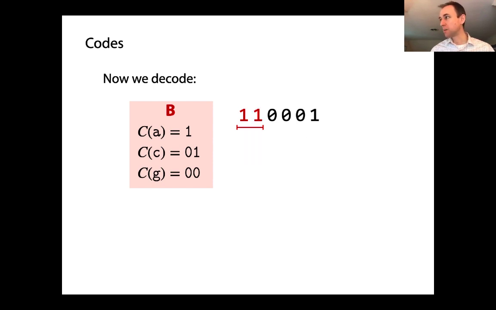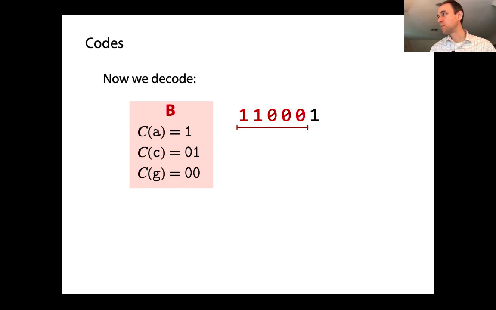All right, now we keep going. We see another 1. Again, we're immediately sure that it's an A. There's no ambiguity, because the only code that starts with 1 is the code for A. So so far, definitely we have AA. Okay, now we bring that 0 in. That 0 could be the beginning of a C or the beginning of a G. We don't know yet. So we keep going. Okay, yep, now we know it's definitely a G. So we have AAG so far.